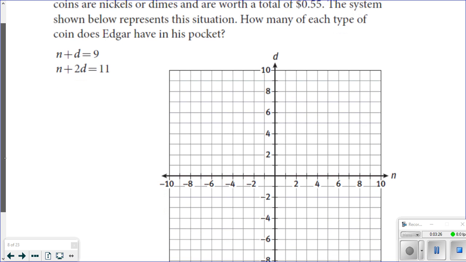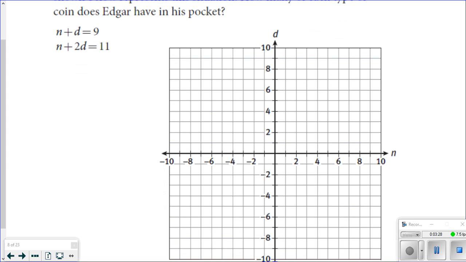Okay, question B represents a story problem talking about Edgar having nickels and dimes. That's why they use N for nickels, D for dimes. And notice on your y-axis it's labeled D. So we need to solve both of these equations for D.